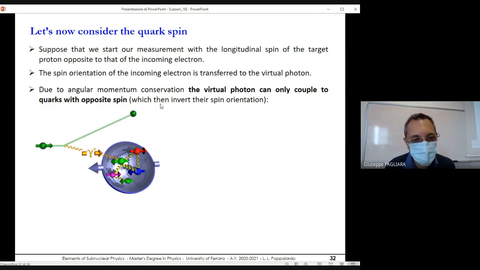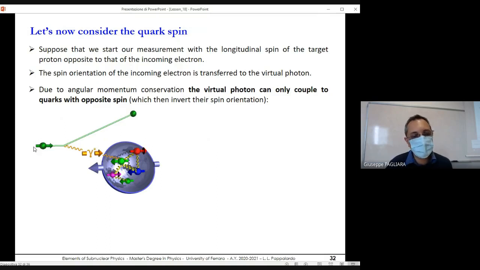So let me repeat once again: angular momentum conservation essentially tells you that the virtual photon can only interact with quarks with opposite spin, and so with quarks whose spin is parallel to that of the proton. You see, they are both pointing to the left.